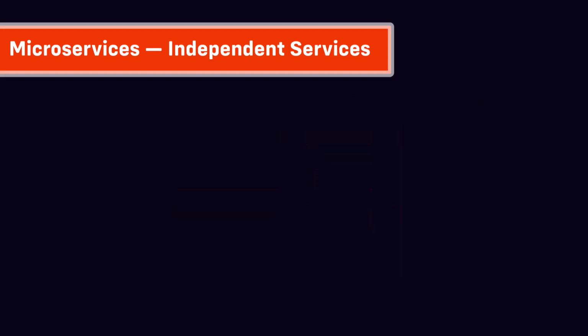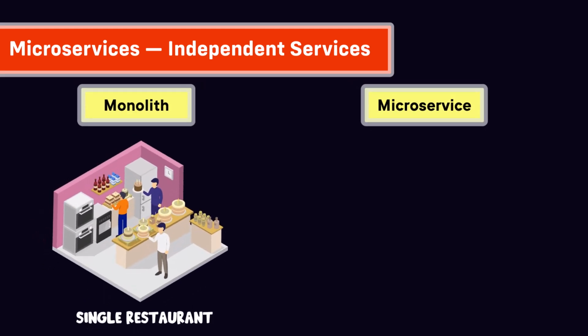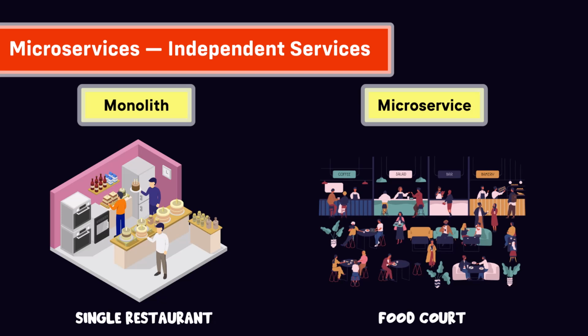If I want to give you an analogy for monolith versus microservices, consider it as a single restaurant versus a food court. A monolith is one restaurant with one kitchen that makes everything: pizza, sushi, biryani, desserts. If the oven breaks, the whole restaurant stops. A microservice architecture is a food court. A pizza counter, the sushi bar, the biryani stall, the dessert shop, all independent. If the sushi bar runs out of fish, the pizza counter keeps serving.